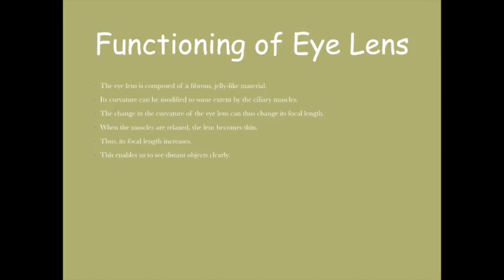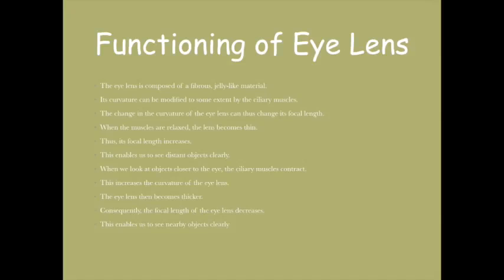So when we have to look at objects which are very near to the eye, the ciliary muscles have to contract. This increases the curvature of the eye lens and the eye lens becomes thick. As the eye lens becomes thick, the focal length of the eye tends to decrease. As the focal length of the eye decreases, we can consequently look at nearer objects a bit clearly.